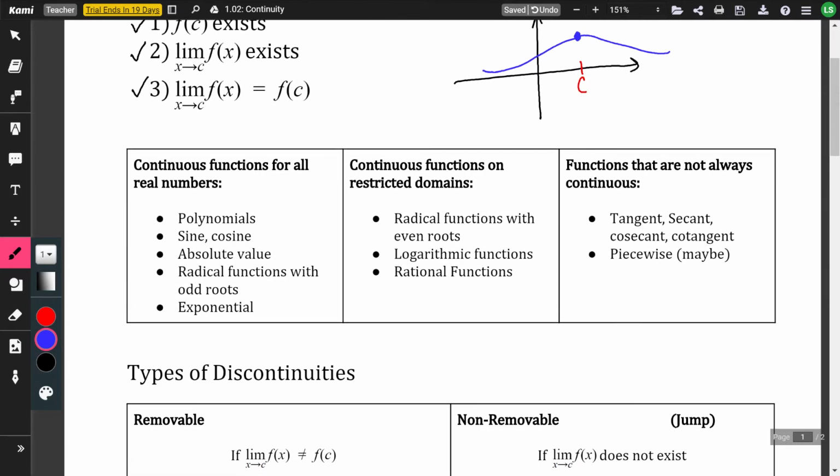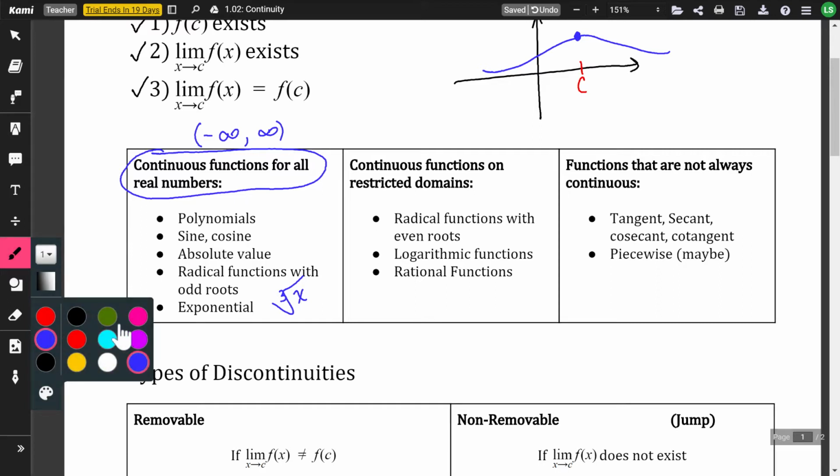Now, the functions we're going to be working with in this course fall into three separate categories. There is the category where we have functions that are continuous for all real numbers. So these are functions that have a domain from negative infinity to positive infinity, and they are continuous everywhere. So your polynomials, sine and cosine graphs, absolute value graphs, radical functions with odd roots, so we're talking about things like the cube root of x, and also exponential functions.